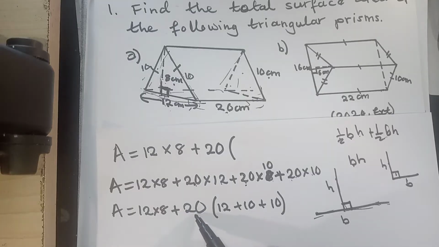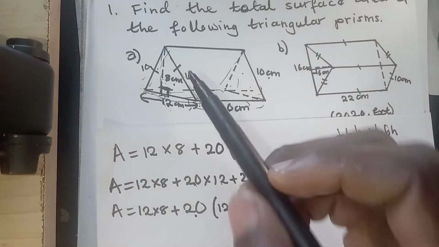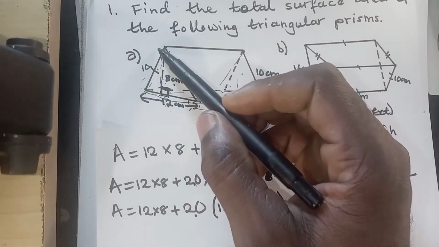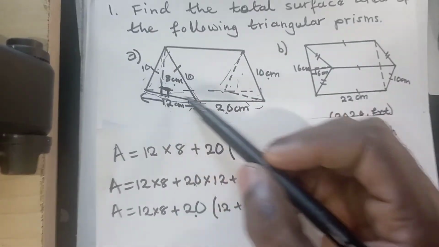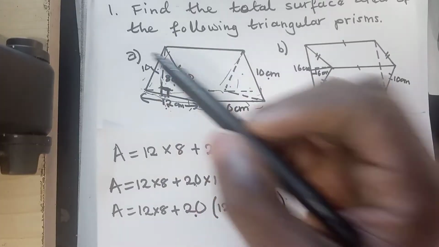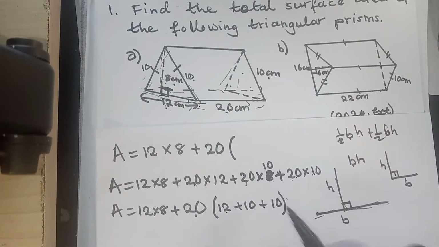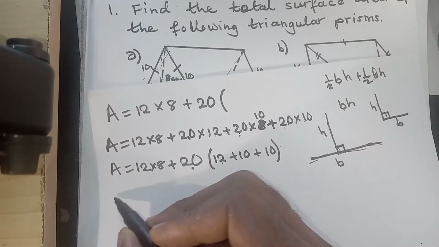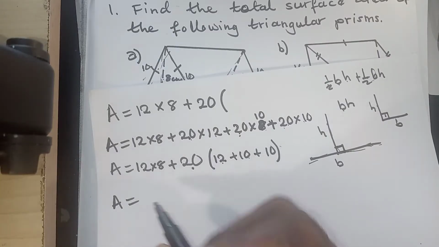So that's a 20. And then after that, you add the 3 sides, or the 3 dimensions forming the triangular face. So we have a 12, a 10, and a 10. So now let's simplify this to find the total surface area.